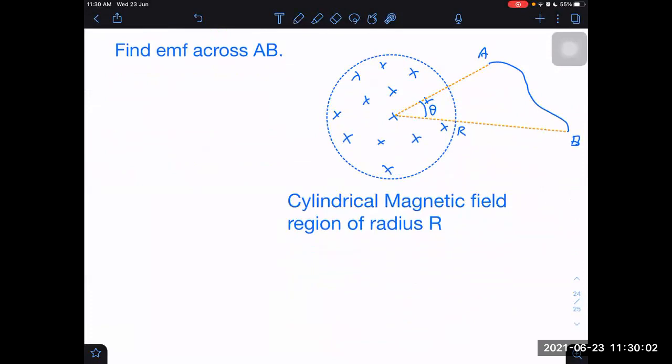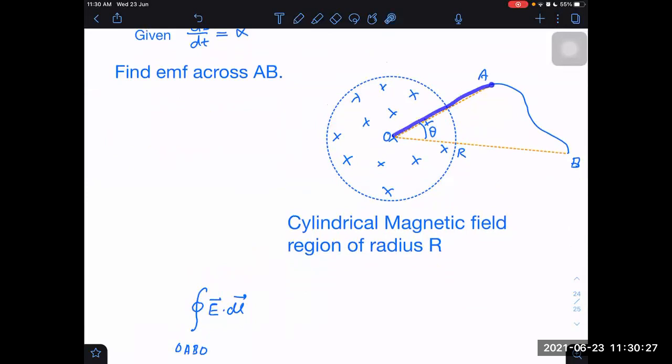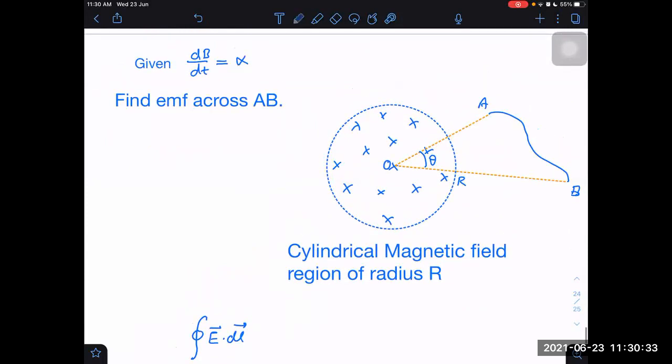Notice one thing now. What is EMF in this line OA? Zero. And what is it in BO? It will be 0. Zero. Straight. Yes, sir. And what is E dot dl in the closed loop OABO? Positive or negative? I'm going in which loop? I'm going in the loop OABO, is it positive in this or is it negative in this? If alpha is given, let us say alpha is positive, so dB by dt is positive, which means it is increasing. Increasing means the dots are increasing. It will try to create dots. If it is trying to create dots, then it will induce a field in which direction?